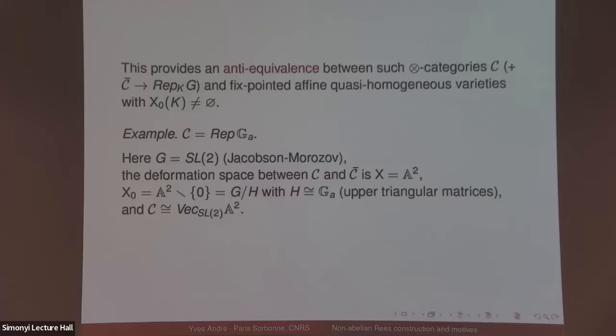The X node is just the affine plane minus the origin, and it can be written as G quotient by H, where H is again the Z2. The category of G_a representations is equivalent to the category of SL2-equivariant vector bundles on the affine plane.